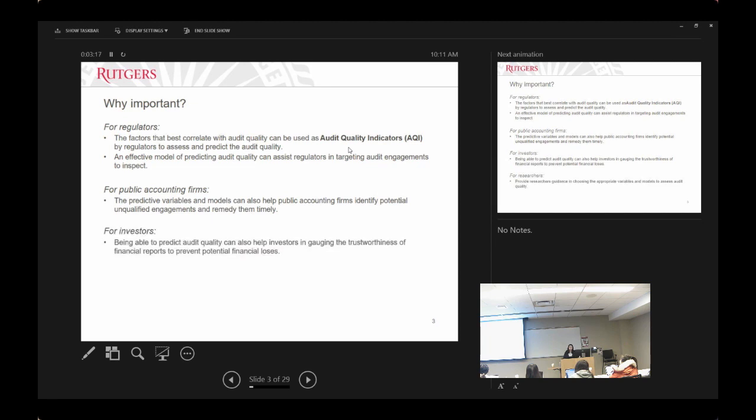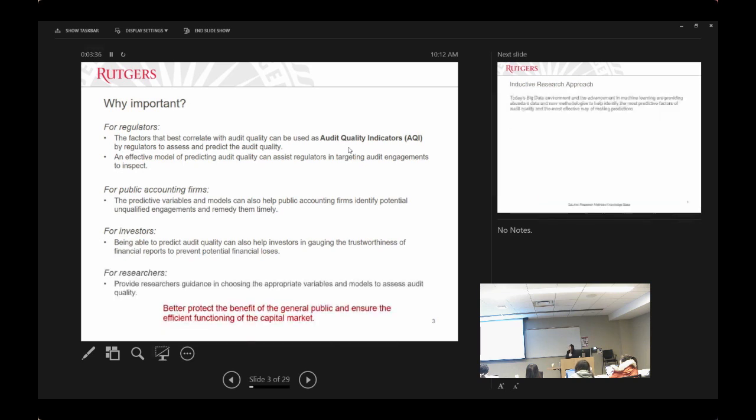And for investors, they can also gauge the trustworthiness of the financial report they are reading. And for researchers, if we can identify the variables that can best predict audit quality, that can also help us in our audit quality research. So that's why it's important to answer these questions.